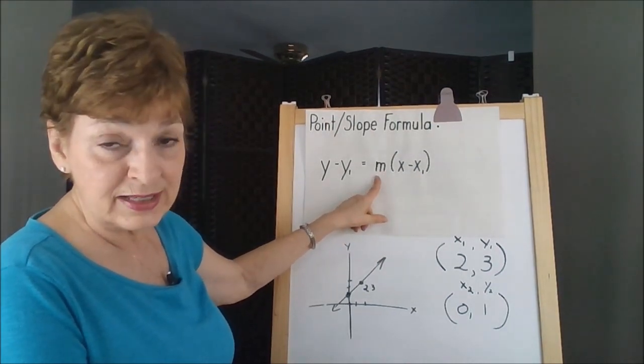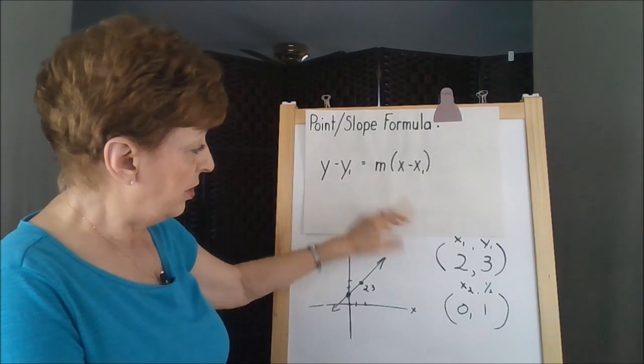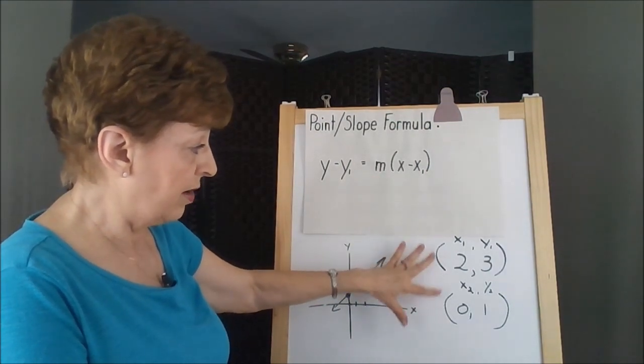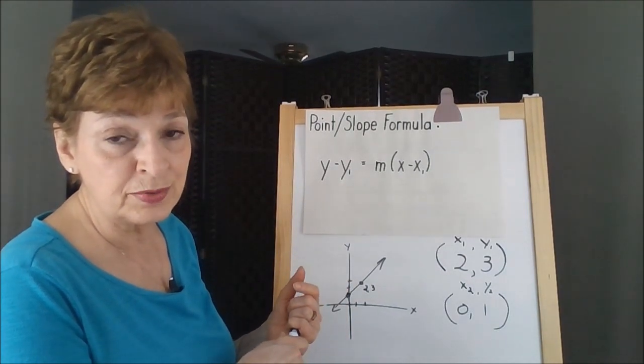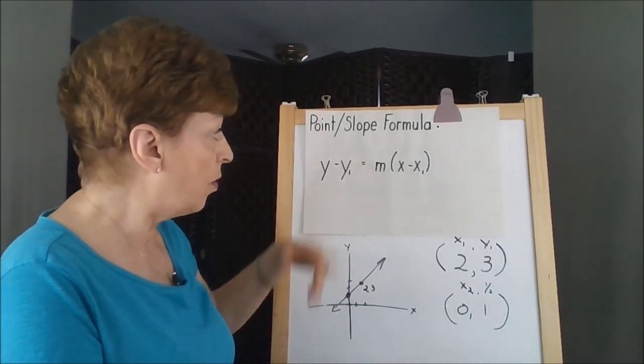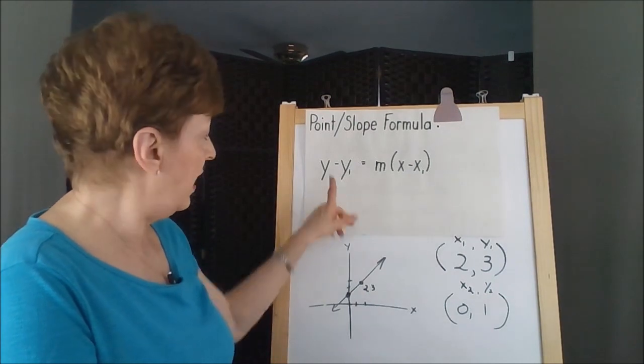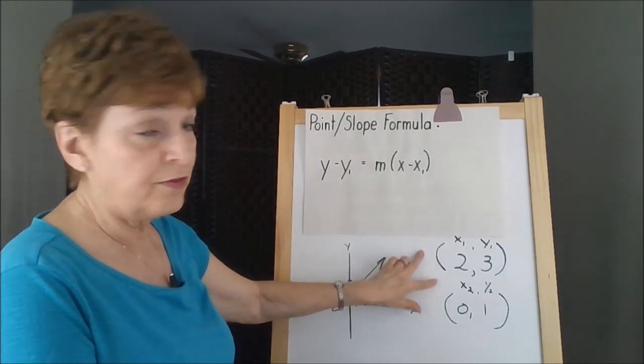We already discussed how you get slope. You're going to use both of the ordered pairs and put it into the formula that you just copied into your notes. So the m is always the slope, and the x and the y terms come from the ordered pair.